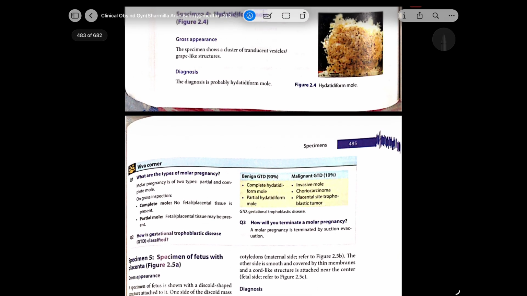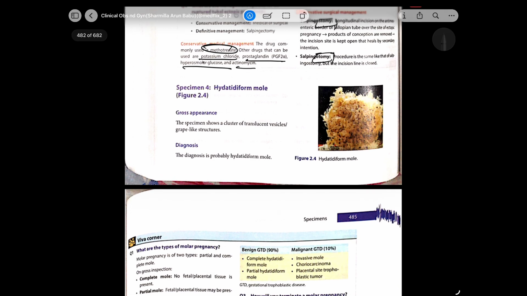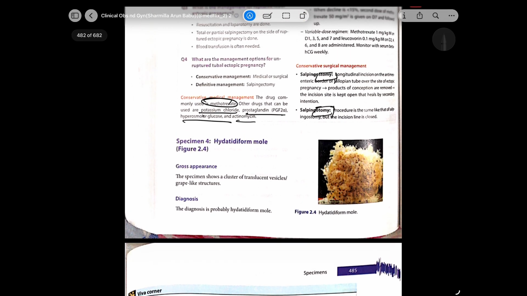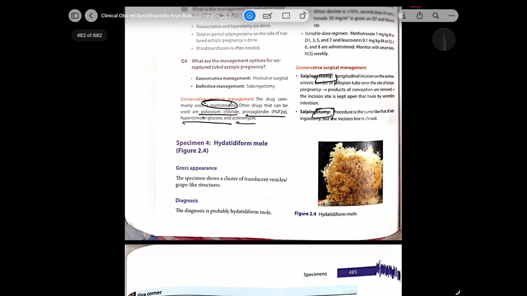Okay. So what are the possible questions they can ask? No, wait. I'm sorry. So let's move on to the next specimen. This is the next specimen. Very commonly asked.